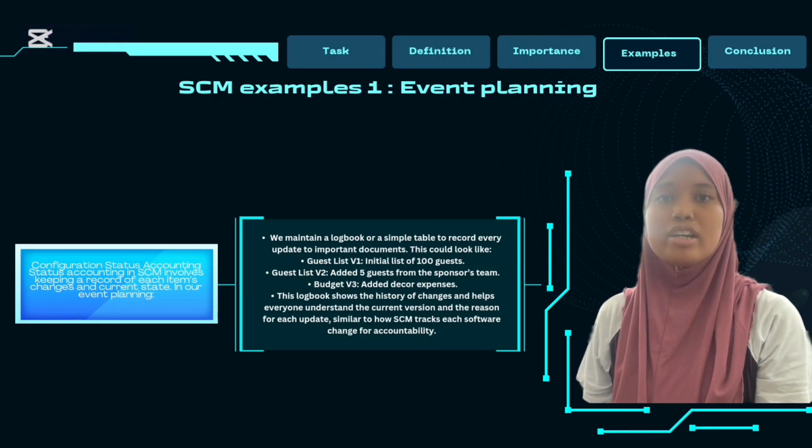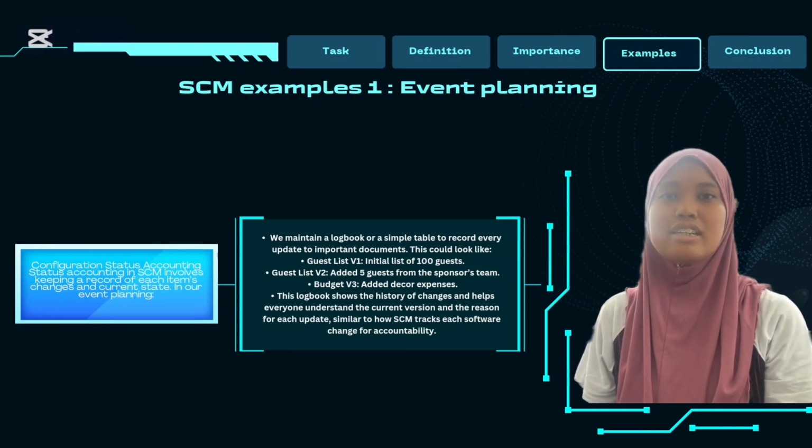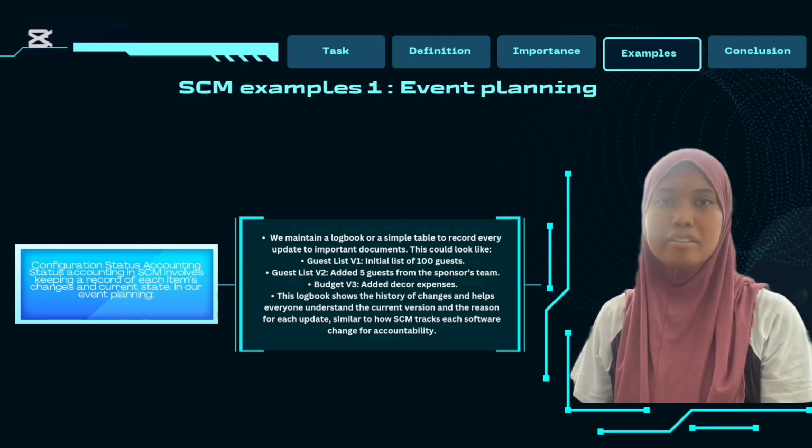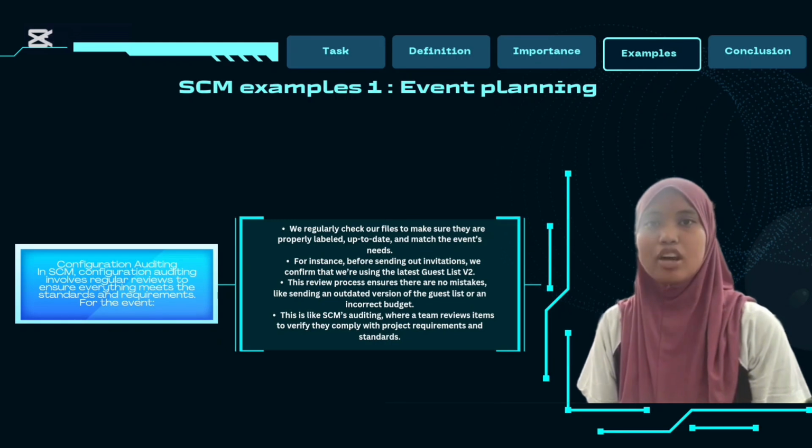This logbook provides a clear history of changes, making it easier to understand what has been updated and why. It mirrors how SCM tracks software changes in a technical environment, but here it's applied in a practical, non-technical way. The fourth principle is configuration auditing, which ensures that everything meets the required standard.